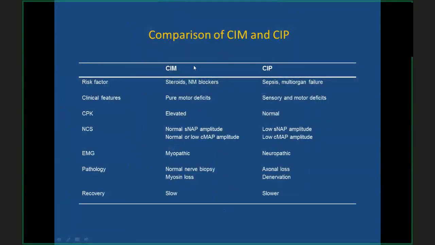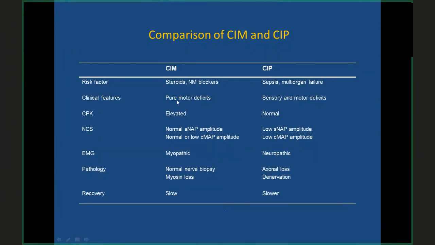These two conditions, CIM and CIP. Basically, the risk factors for CIM include steroids or other neuromuscular junction blockers. For CIP, they get sepsis or multi-organ failure. Basically, with these risk factors you cannot tell which one causes which. They usually cause both conditions. But the clinical features are a little bit different.